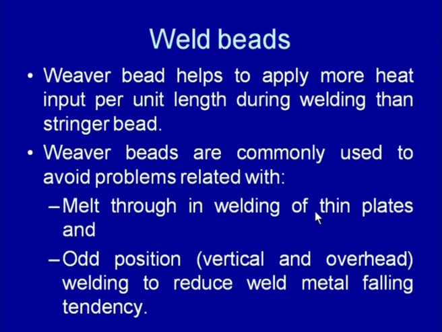So, if you want to reduce the amount of heat and we do not want to keep on supplying the heat at one place, then the arc is moved in a very random manner, so that the amount of heat supplied can be reduced and the melt through tendency can be reduced. And in odd positions like vertical and overhead welding conditions, to reduce the weld metal from falling, the weaver bead is also preferred.